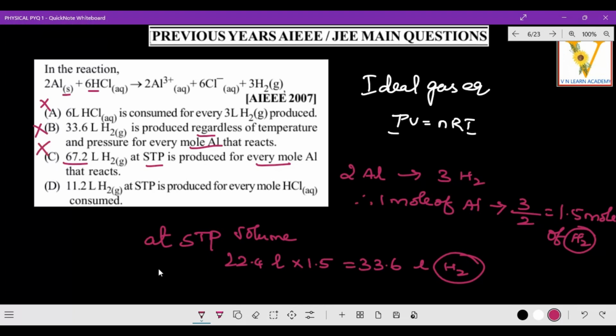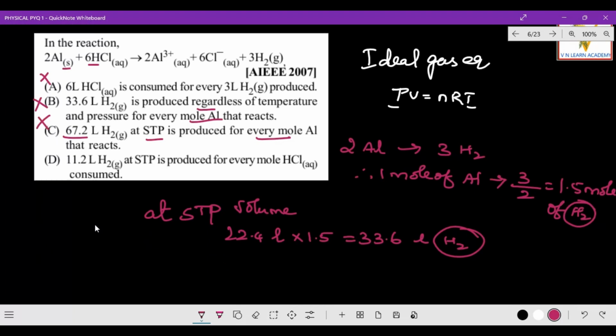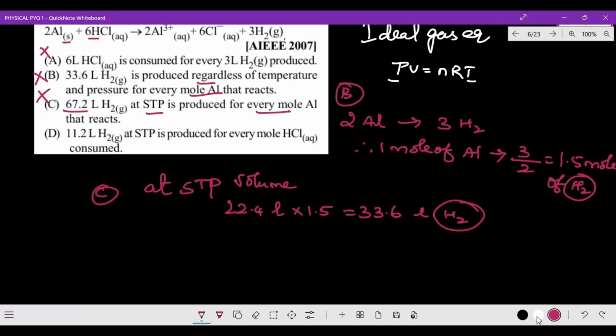Now we are coming to the last option. This is the first option, this is the second option B, this is the C option and the D option. So here: 11.2 liter of hydrogen at STP is produced for every mole of HCl. Now see the question here, 6 moles of HCl.